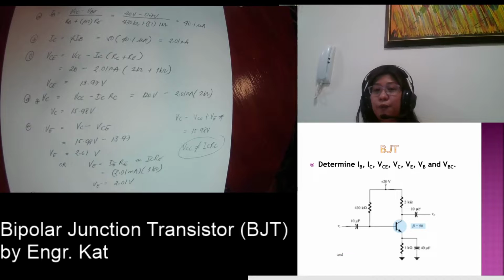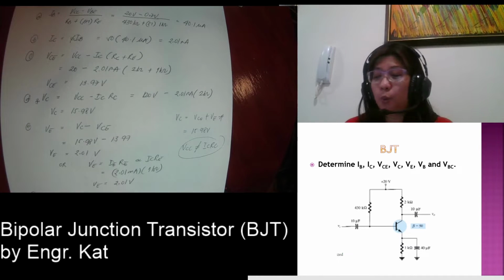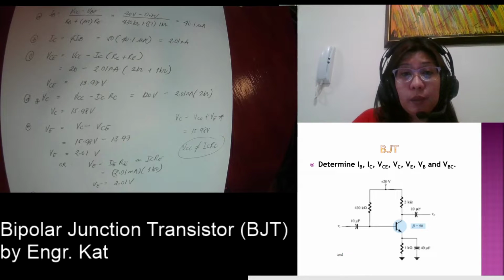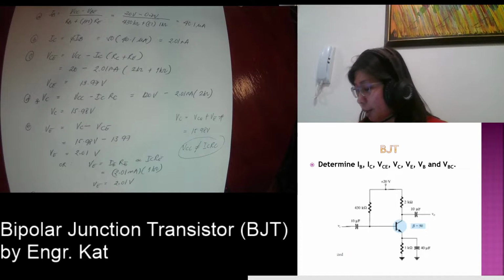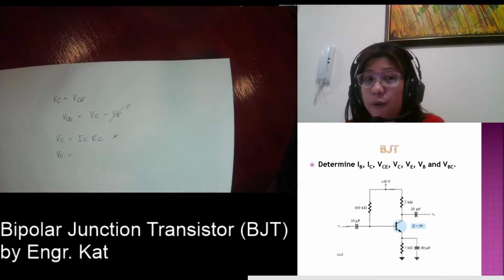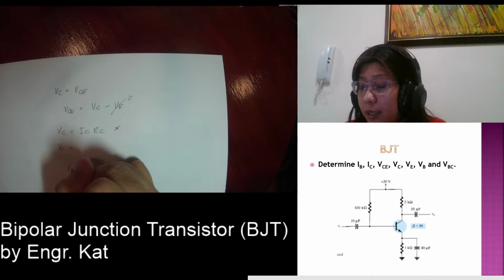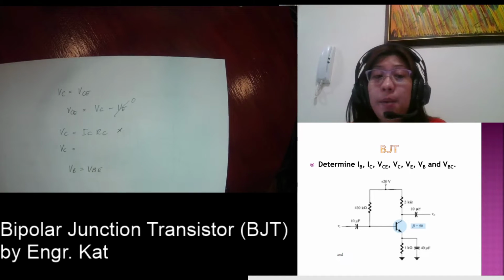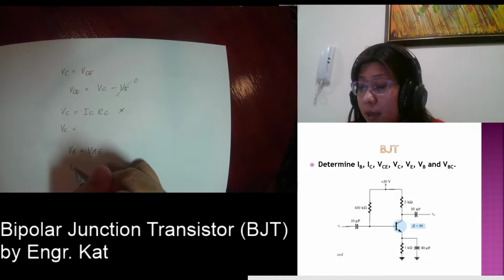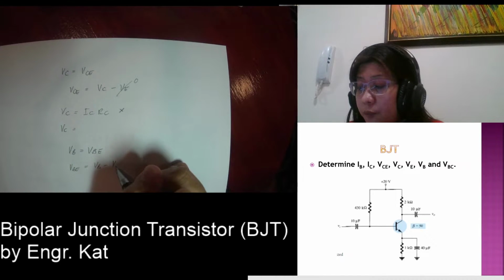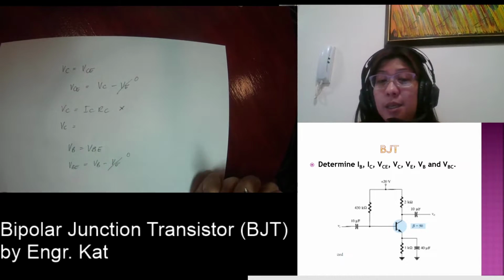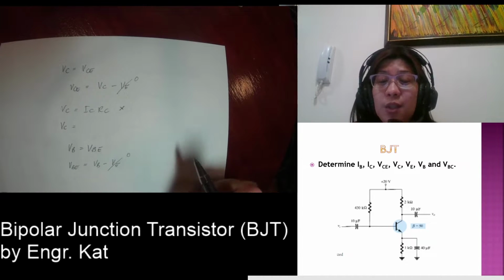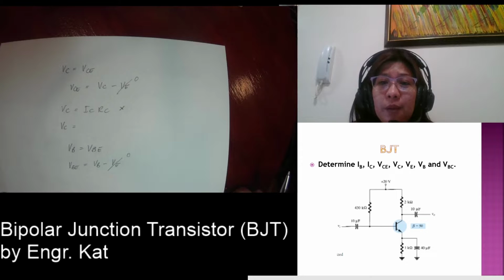So that is your formula for VC. Okay, so one thing more is your VB. How do we solve for VB? Going back to your fixed bias configuration, we have VB equal to VBE. Why? Because VBE is equal to VB minus VE, and at that time your VE is shorted, so VE is equal to 0. This time, VE is no longer equal to 0, so VBE is not equal to VB.